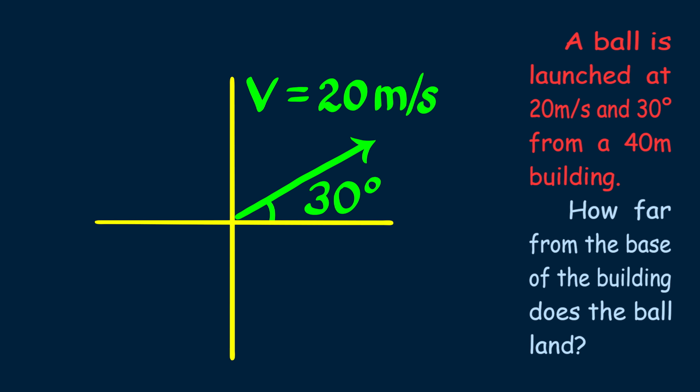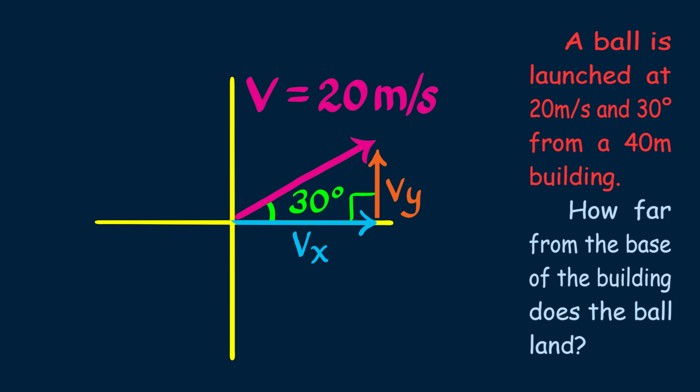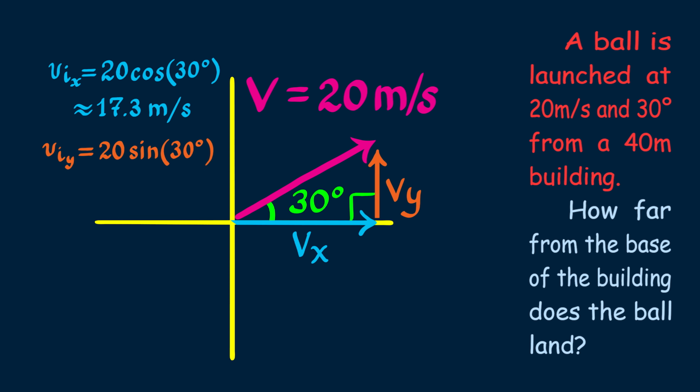The trick here is to break up the initial velocity into separate x and y components by making a right triangle and using some trig functions. So here the initial velocity in the x direction is 20 cosine of 30 degrees, while the initial velocity in the y direction is 20 sine of 30 degrees.